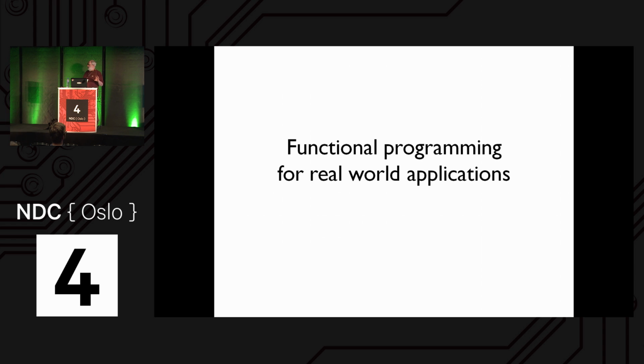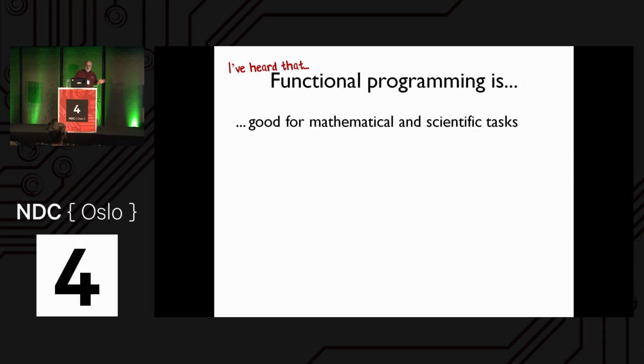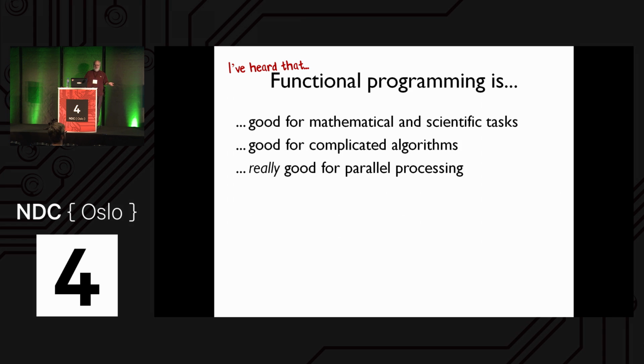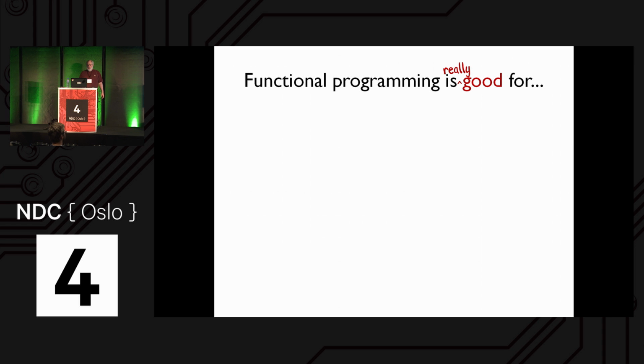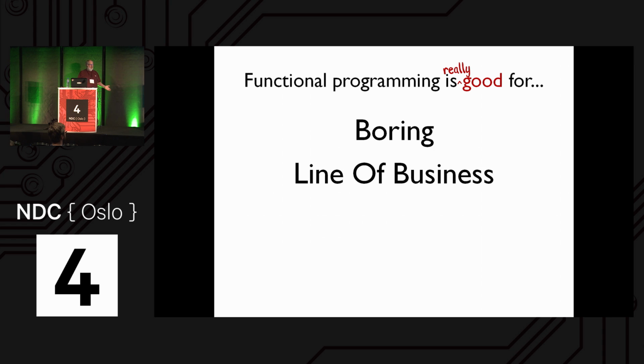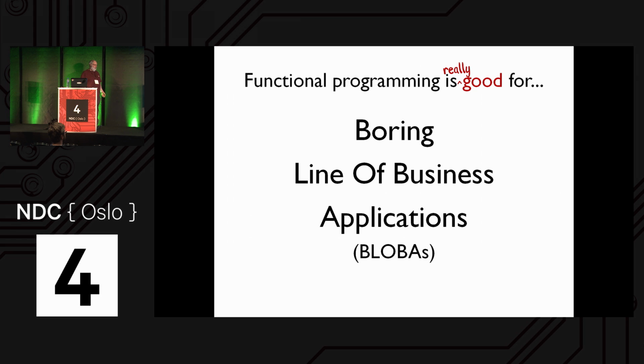Let's talk about real-world applications. So a lot of people heard that functional programming is good for mathematical stuff, and it's good for algorithms, and it's good for parallel processing. But you need a PhD to understand it, right? Well, it's true that it is good for mathematical stuff, and it's good for algorithms and so on. But it's not true that you need a PhD. It's actually really simple once you get the hang of it. So what I think functional programming is really good for is boring line of business applications, which I call blobbers.